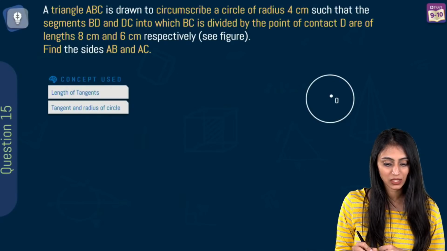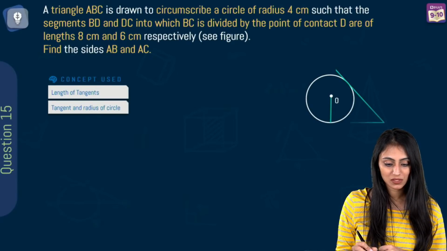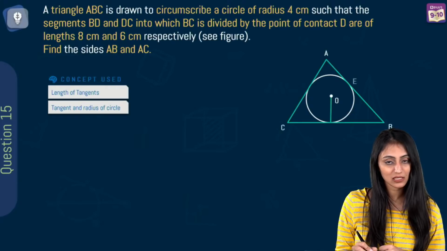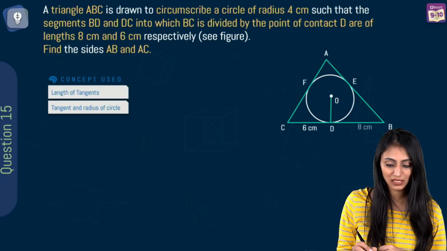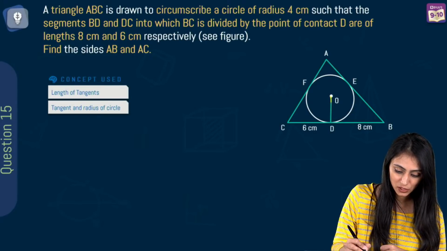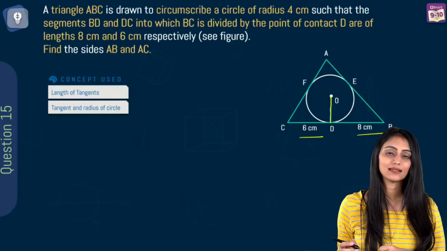So here in this question, we already have the figure. This is the circle. A triangle is drawn to circumscribe this. Let's label it. Radius is given, that's 4 cm. This is the radius OD. And these lengths are also given.